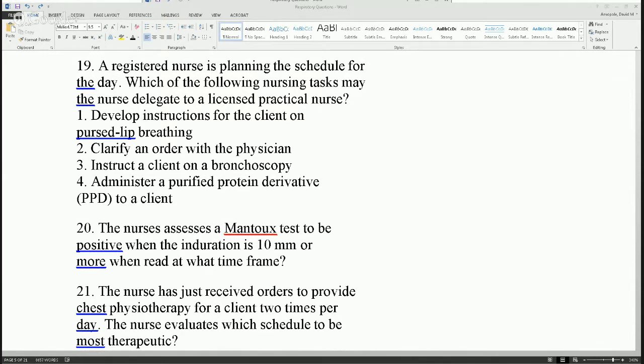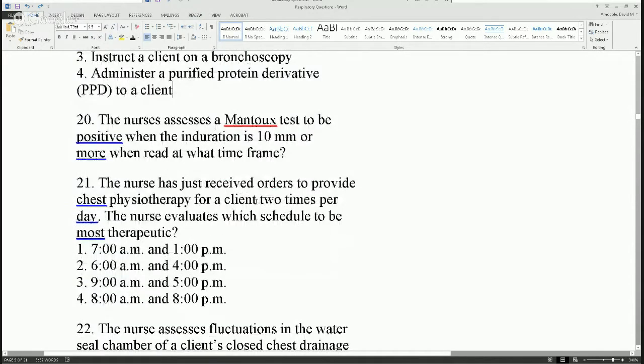I'm going to say they could administer the purified protein derivative to a client. PPD! Got it. All right. Christy, fill in the blank. The nurse assesses a Mantoux test to be positive if the induration is 10 millimeters or more when read at what time frame? 48 hours. 48 to 72 hours.